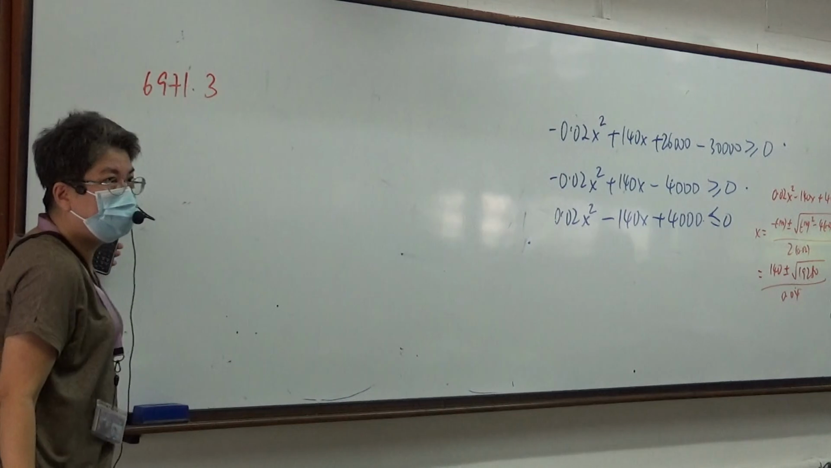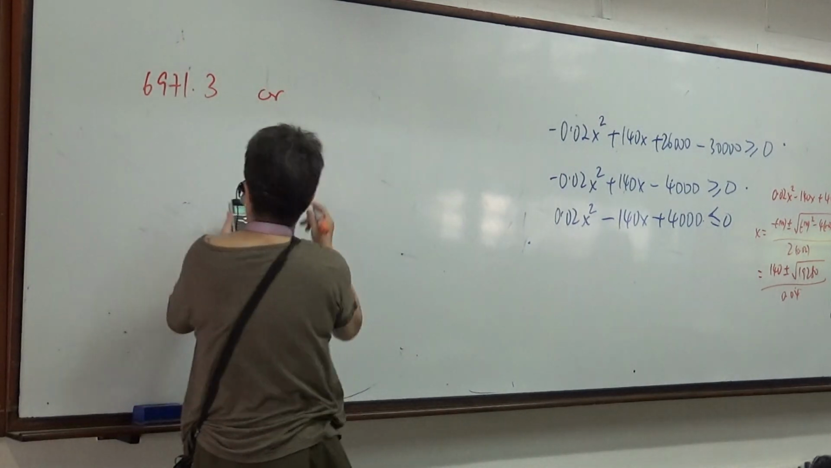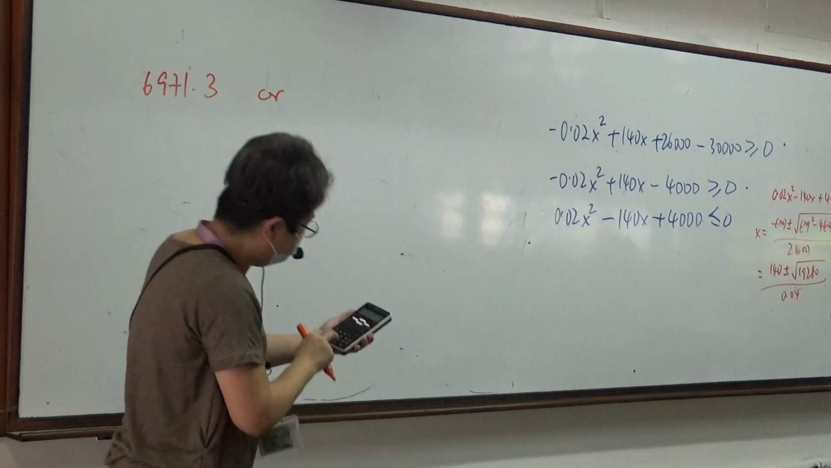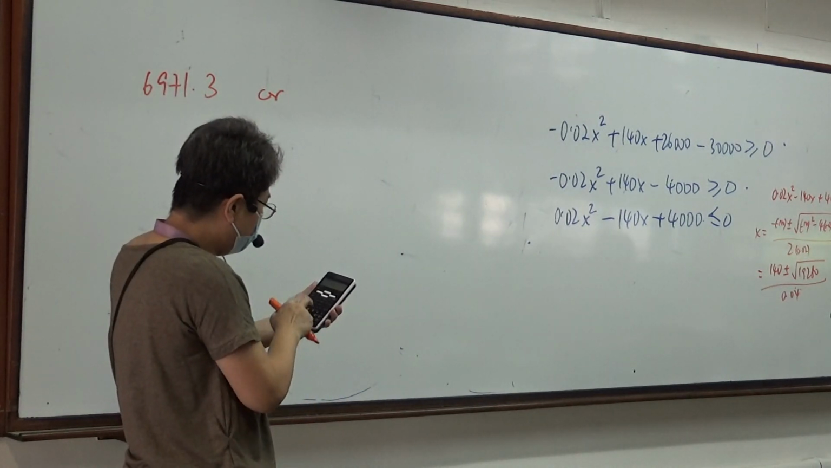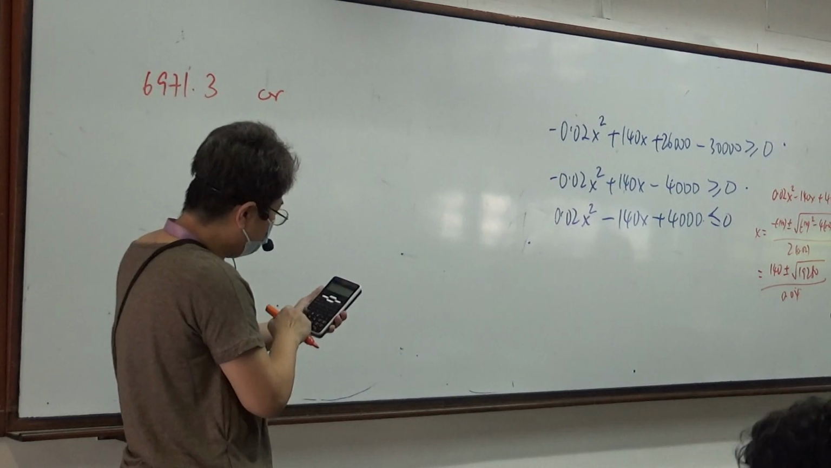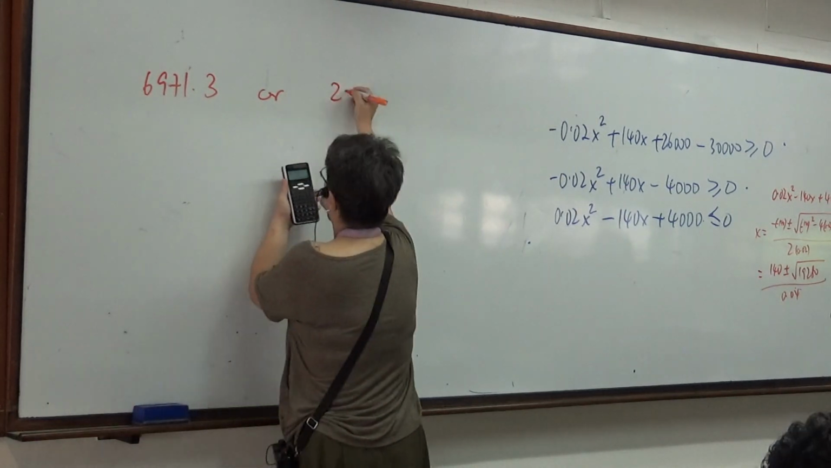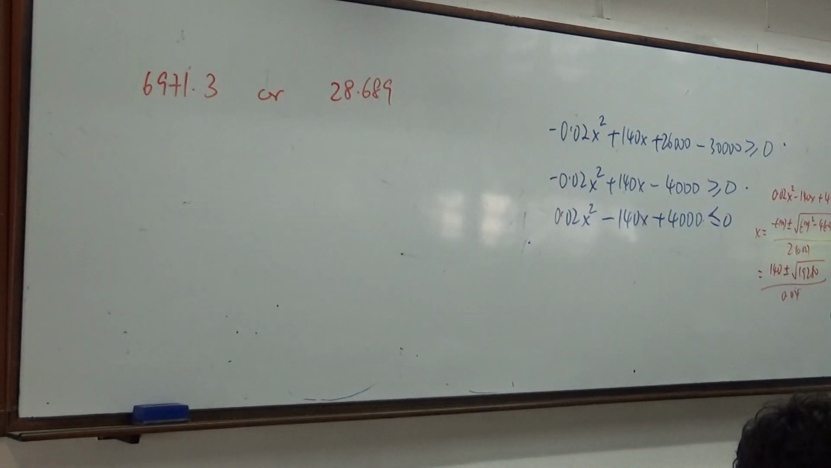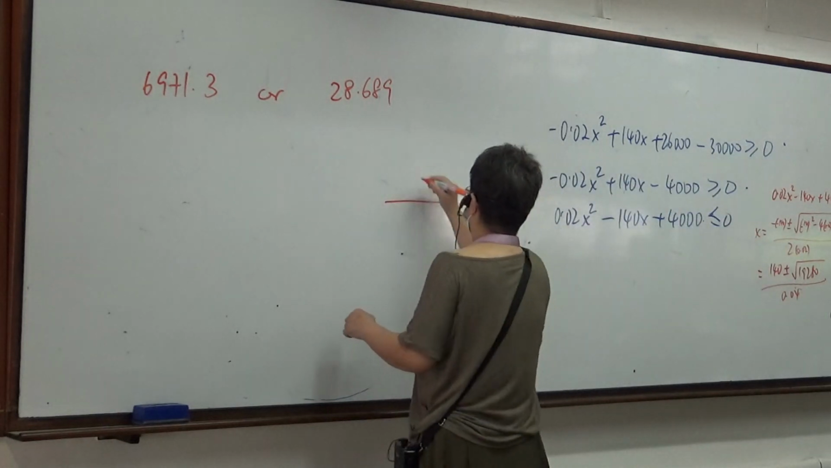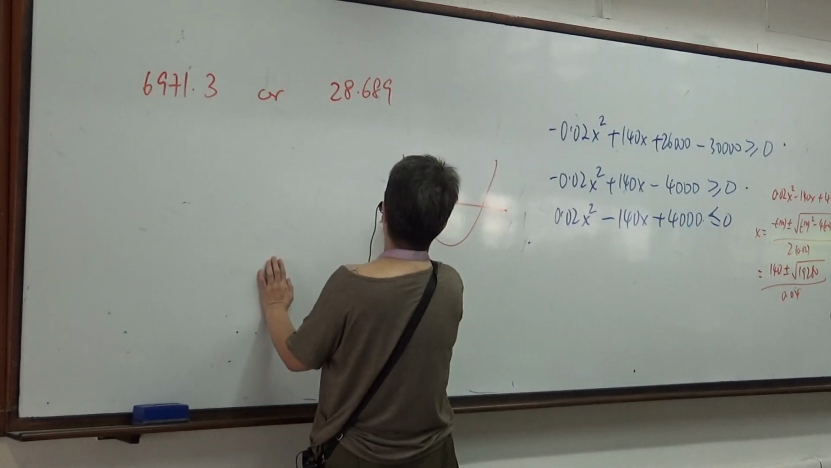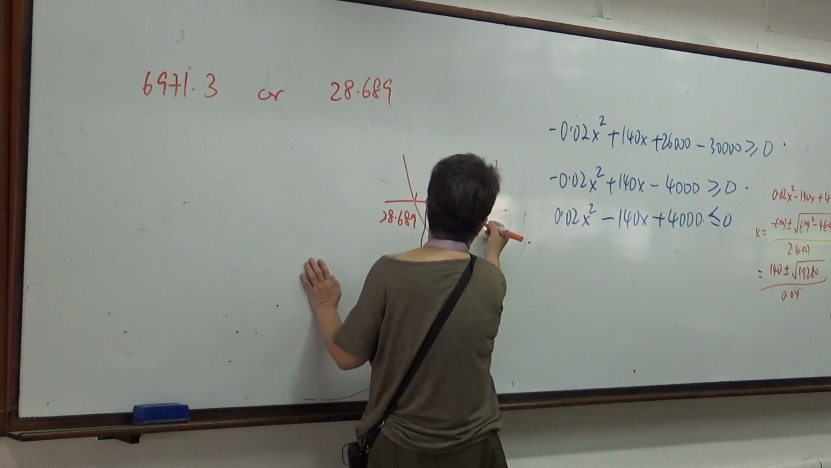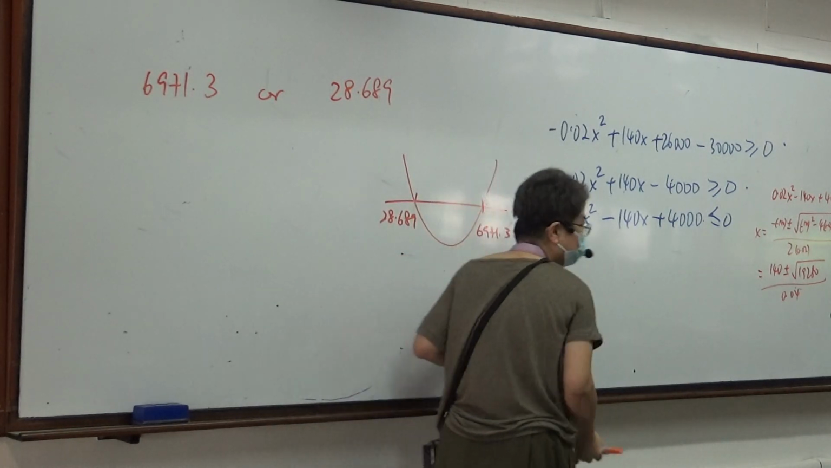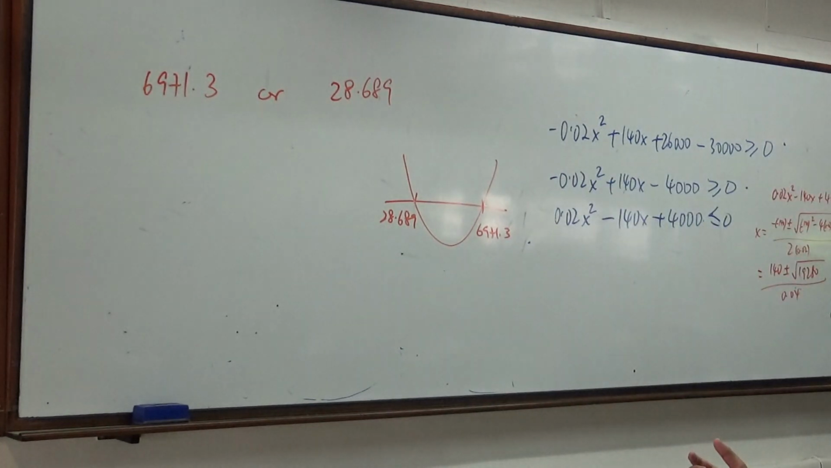One of the answers is 6971.3, right? Or what? And 140 minus the square root of 19280, divided by 0.04, gives 28.689, right? Agree? Yes. Okay, now, I solved this already. So what is my next step? I must draw this function, right? This one is 28.689. This one is 6971.3, right? Everybody okay? Yes or no?